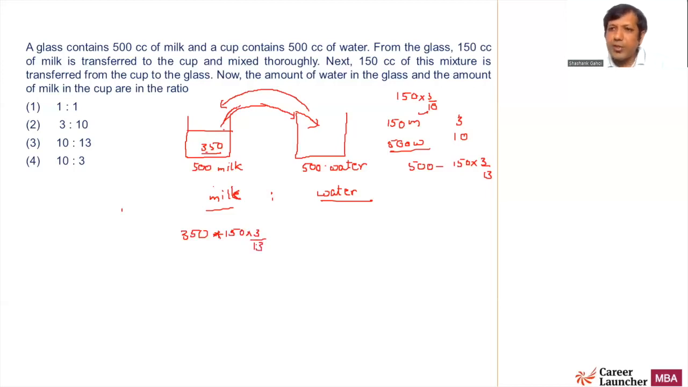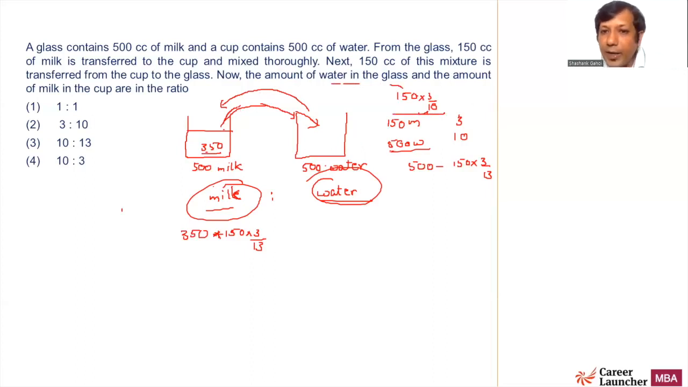Now there is some water also going to be added, but I don't worry about it because the question is saying I need to find out the ratio of water over here and milk over here. So I'm not going to calculate water over here. I'm just worried about milk. So I already have 350 cc of milk and I am getting this much milk from here that I'm adding here from here to here.